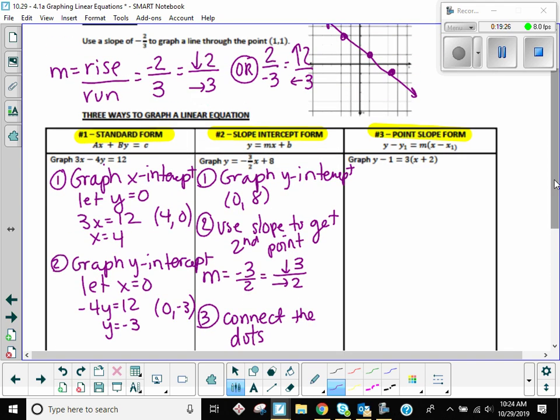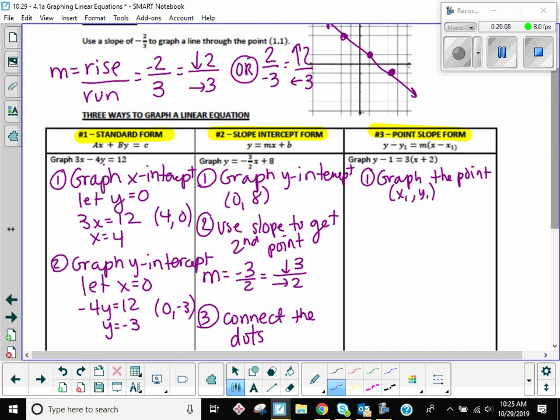Okay. So point slope form is when you have something like this. You have y minus a number equals a number, parentheses, x plus a number. Do not distribute. This is not a distributive property problem, okay? The first thing you're going to do, and I'll explain this, but write this down for just a second. Graph the point x1, y1. And I'll explain that in just a second.